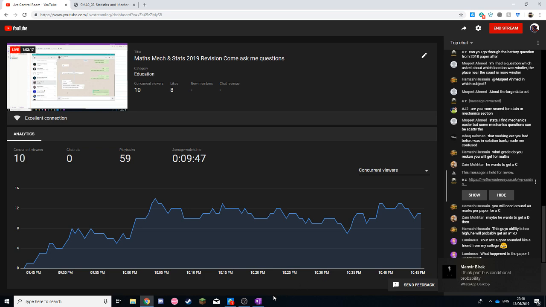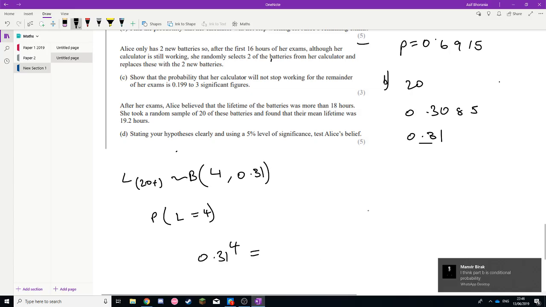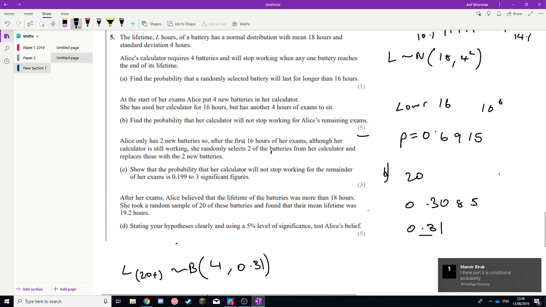Part B is conditional. Flip sake. I knew I was missing something. Find the probability that calculator will not stop working for Alice's remaining exams. Oh yeah, it's given. It's given that it's already used for 16. Ah, flip sake. Find the probability that calculator will not stop working for Alice's remaining exams. So given that it survived for 16 hours, find the probability that it survives for another 4 hours.